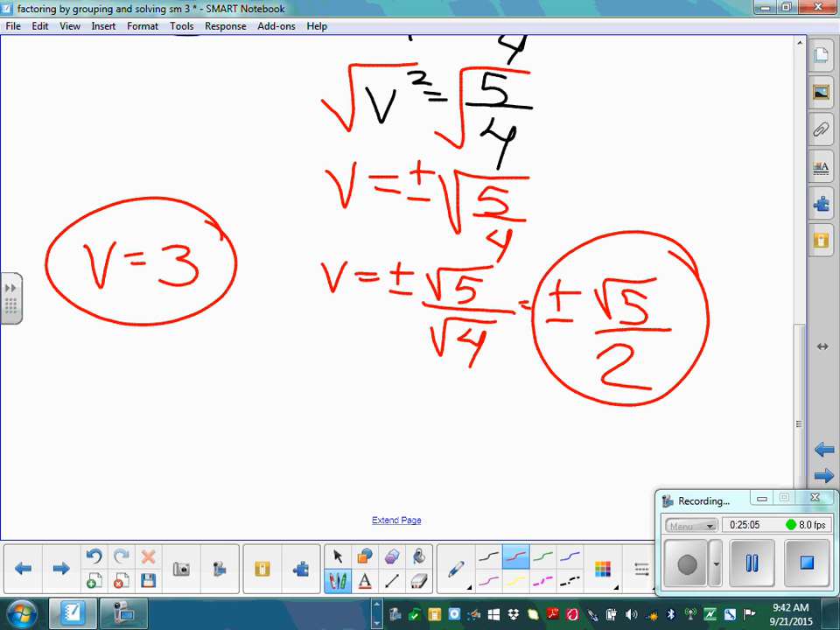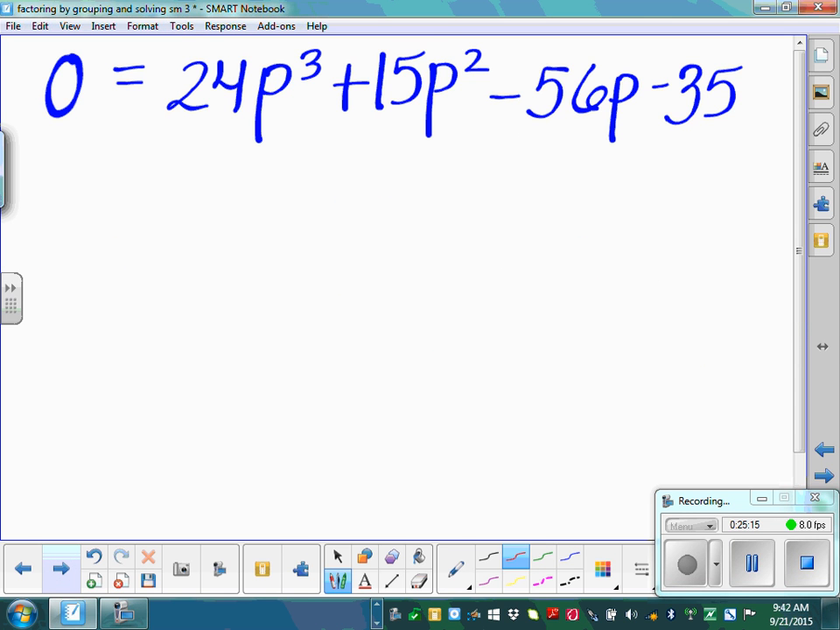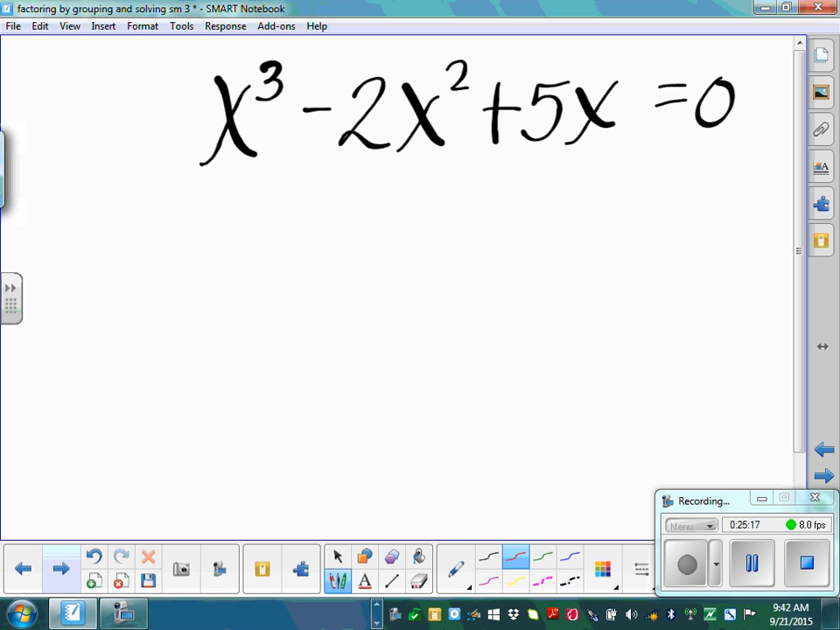Any questions? Okay, last 2 examples of 2 different things. They're the same thing, but different than factoring by grouping, and I'm going to let you work the rest of the time. All right. So x cubed minus 2x squared plus 5x is equal to 0. Let's see if we can factor by grouping.